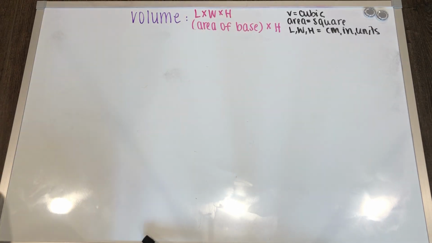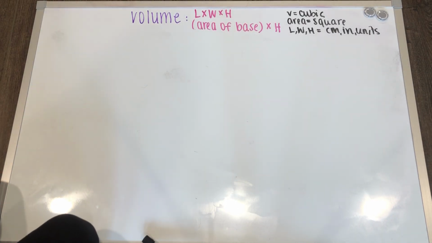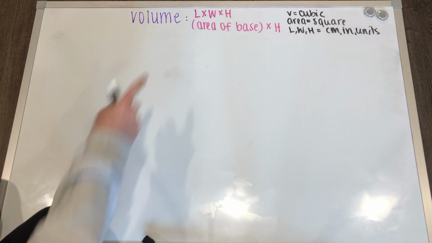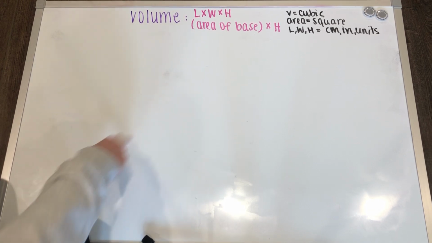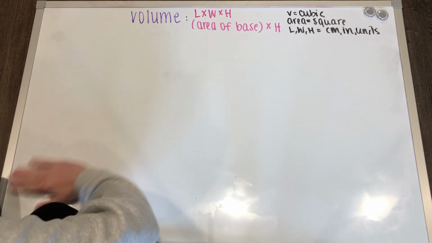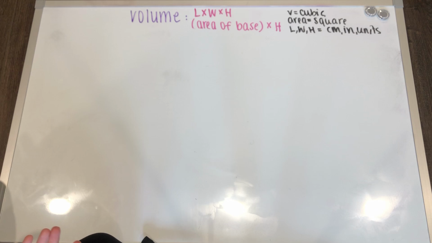Hey class. All right, so today, if you missed today's lesson, this is talking about one of the iReady lessons for the week. The first iReady lesson is practicing measuring volume of rectangular prisms. That's just using length times width times height, and area of the base times height, to find the volume of a rectangular prism, okay?